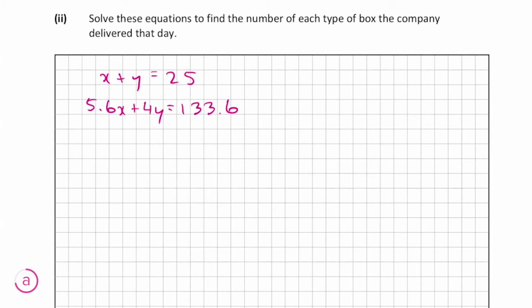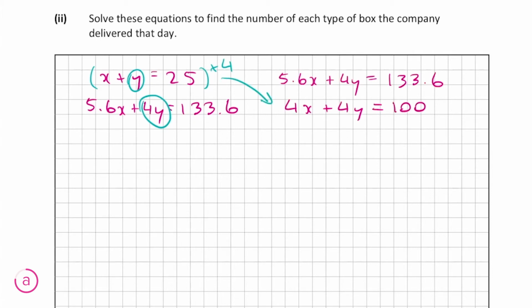So the easiest variable to eliminate here would be the y's, since we have a multiple of 4y on the bottom and 1y on the top. So we need to multiply the entire top equation by 4, and that gives us 4x plus 4y is equal to 100. And I've just rewritten it beneath the other equation, since we have to take the second equation away from the first one.